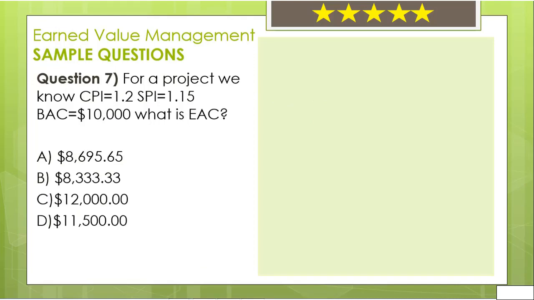Question number 7. For a project, we know CPI equals 1.2, SPI equals 1.15, BAC equals $10,000. What is EAC? A. $8,695.65, B. $8,333.33, C. $12,000, D. $11,500. What do you think the answer is?